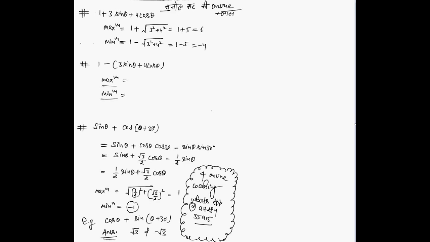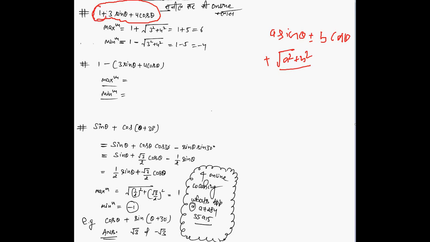Hello students, let's see the application of the trick learned earlier. What was the trick? For a sin theta ± b cos theta, the minimum value is minus root of a square plus b square and the maximum value is plus root of a square plus b square. Now we will see the application of this. See this question. We have to find the maximum and minimum value of this function.